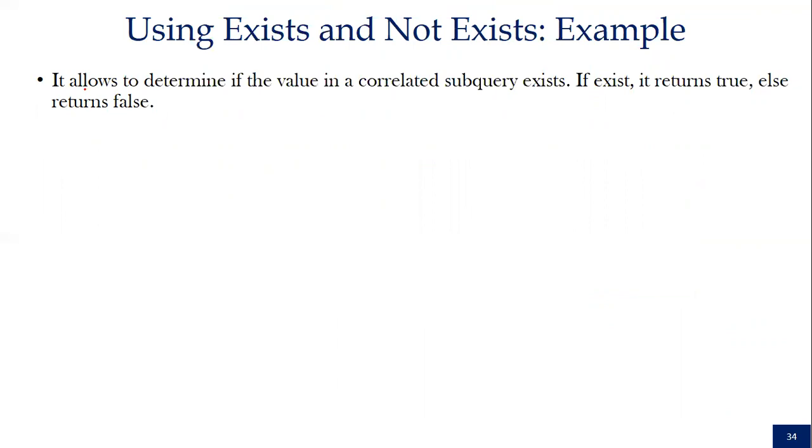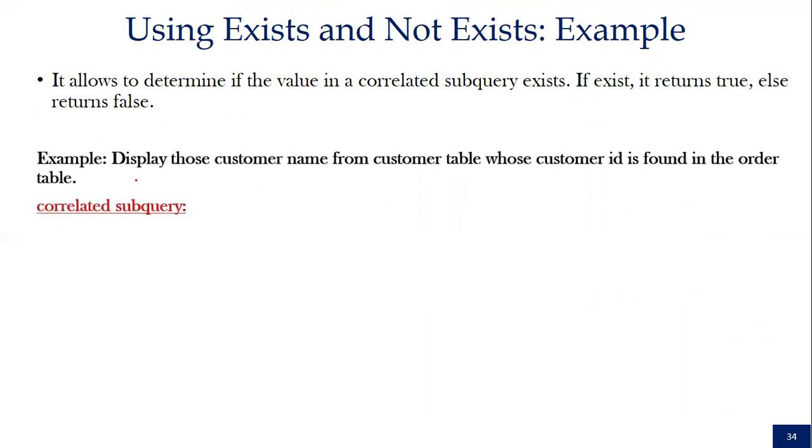EXISTS and NOT EXISTS basically allow you to determine if the value in the correlated subquery exists or not for a particular row. If it exists, it returns true, or else it returns false. For example, if you want to display the customer names from the customer table whose customer ID is found in the order table. There are two tables, customer and order. If a customer ID in the customer table is available in the order table, then we select that customer. It is similar to the previous query. So how can we write the correlated subquery for that?